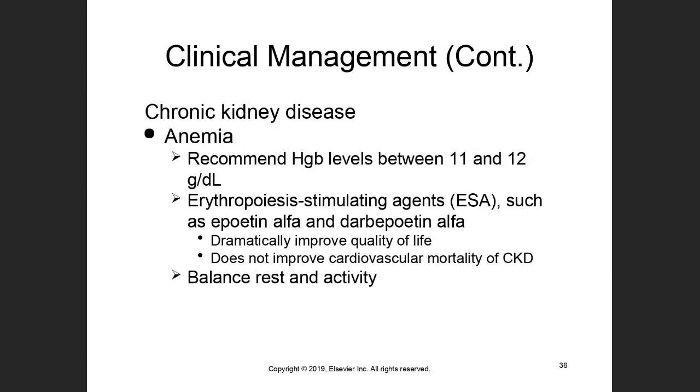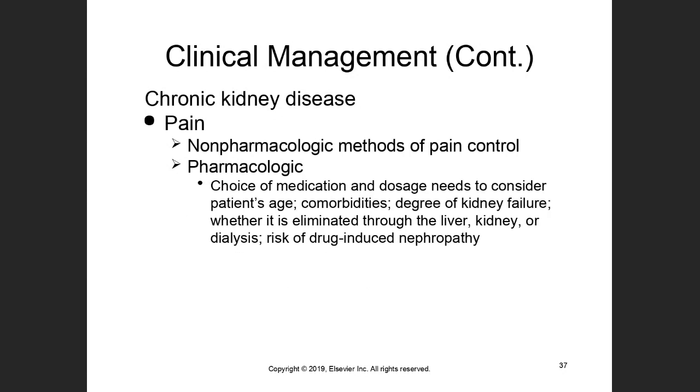Anemia. If you have a patient with kidney problems, then the patient develops anemia. The treatment is erythropoietin. You have to give erythropoietin. The only thing that you have to monitor is the blood pressure because the most common side effect of erythropoietin is hypertension, but it's the treatment of choice for those patients. And pain: not only in kidney problems, in any chronic condition, you have to manage the pain.